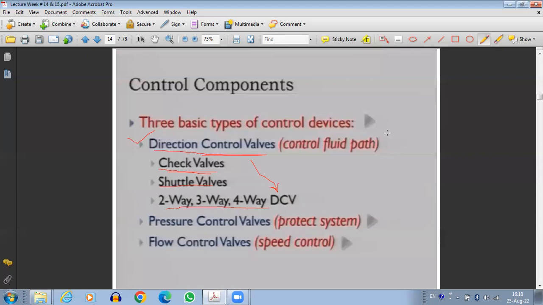Again, from the exam's point of view, there can be a lot of short questions that can come from this slide. What are the different kinds of control devices? If you want to protect the system, what kind of valves do we use? If you want to control the speed, what kind of valves do we use? If you want to control the fluid path, what kind of valves do we use? What is the difference between the check valves and the shuttle valves, and what are basically the DCVs?